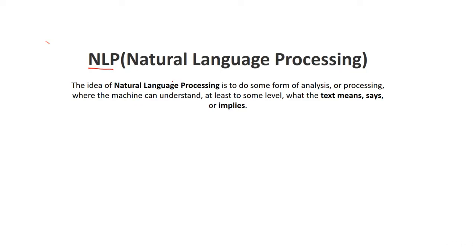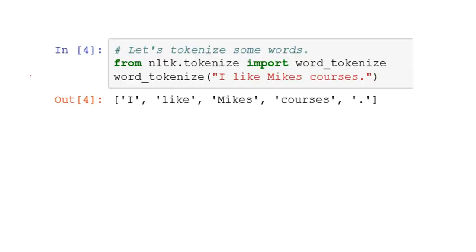All right, in this lesson, let's talk about what NLP is. NLP stands for Natural Language Processing. And here is the best definition I could find. The idea of natural language processing is to do some form of analysis or processing where the machine, or the computer, can understand, at least at some level, what text means, what it says or implies. So how do we do that? How do we get from these words to numbers? Well, what we do is break things down into their smallest form.